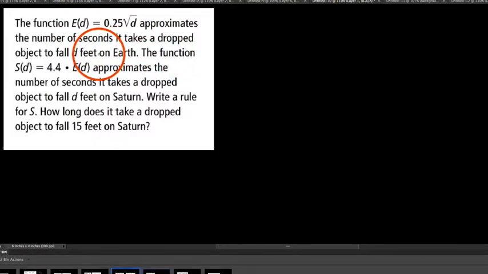And so we say the function S of d equals 4.4 times the model that we have for Earth. So we say that approximates the number of seconds it takes a dropped object to fall d feet on Saturn. So you can see that Saturn's model is basically 4.4 times as big as Earth's model, but that rule really works. So what we're going to do in this video is write a rule for S and determine how long it takes a dropped object to fall 15 feet.